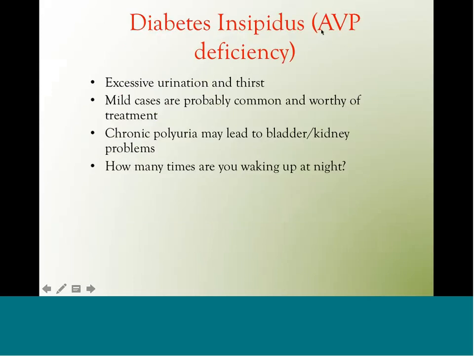So diabetes insipidus is a condition of AVP, or ADH if you want to call it that, deficiency. The symptoms are usually excessive urination and thirst, especially urinating at night. The mild cases are probably common, and I think we probably undertreat this. This can happen with any defect in the hypothalamus, the stalk, and the posterior pituitary, prior surgeries or infiltrations, and you can get these conditions of AVP deficiency.